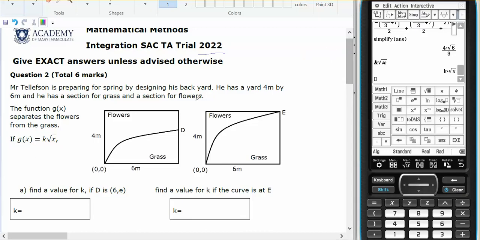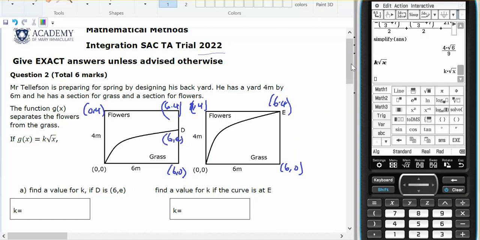Okay, question number 2. We have these flower beds, so we have a garden. The garden is 6 metres across, therefore this point here is at (6, 0). And it's 4 metres high, so that's (0, 4) and (6, 4), and D is at (6, E).